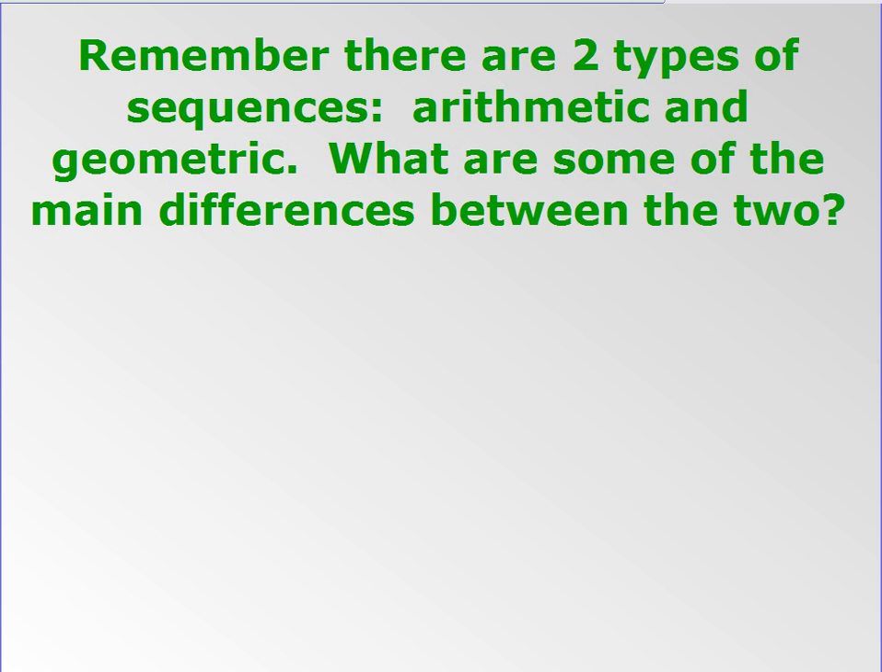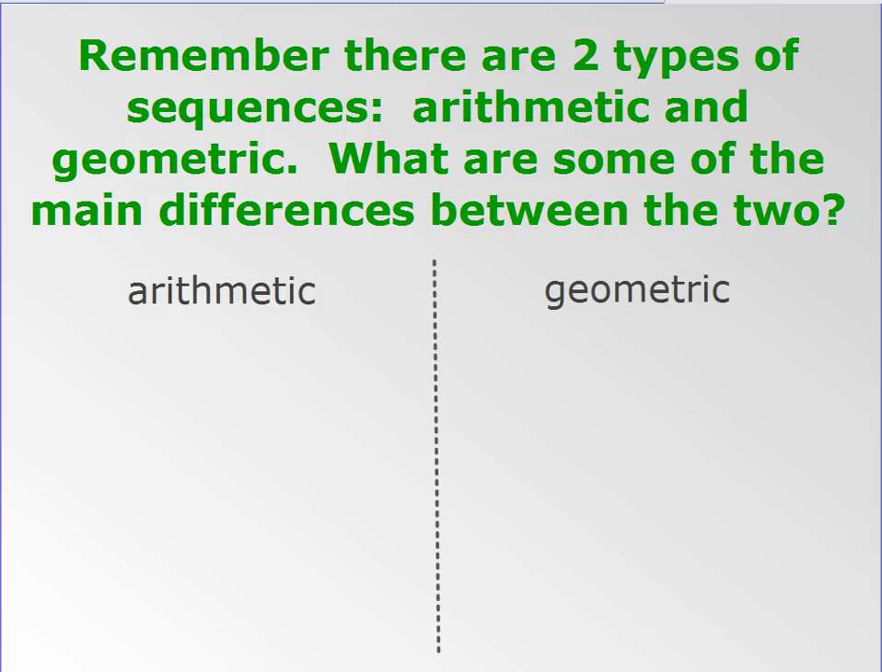There are two types of sequences, of course, arithmetic and geometric, and we're going to focus for just a second on the main differences between the two types, and that's going to help us with what we're trying to do today. In an arithmetic sequence, of course, we add a common difference to every term in the sequence, whereas in a geometric sequence, we're multiplying the common ratio to every term.